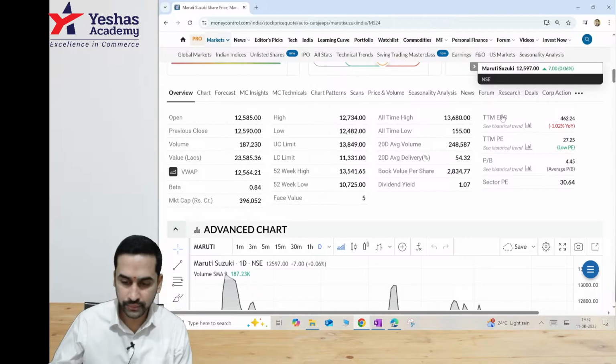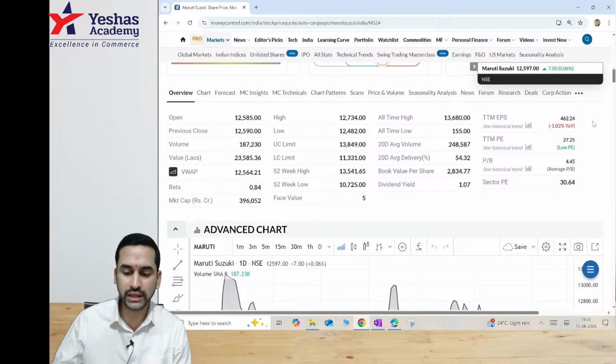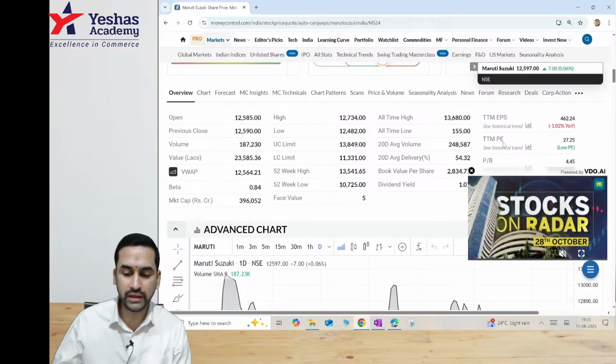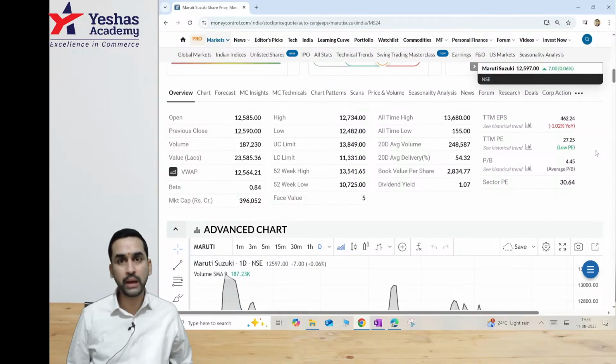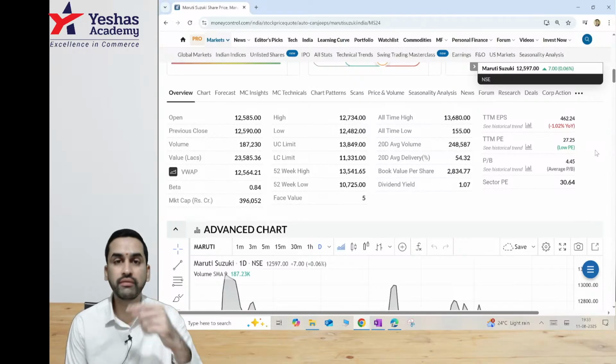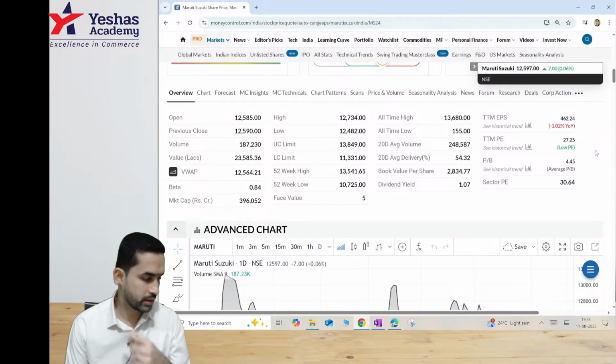Next, TTM EPS. EPS, you know. TTM is trailing 12 months, that means only the last 12 months they have counted. 462 rupees is EPS. TTM PE. What is PE? Price earning ratio is 27.25. Just now I discussed the meaning of PE ratio 27.25. People are ready to pay 27.25 rupees to earn 1 rupee EPS. I hope you are able to follow.